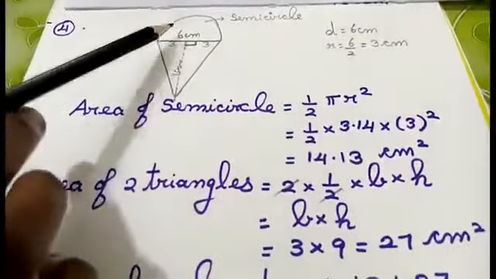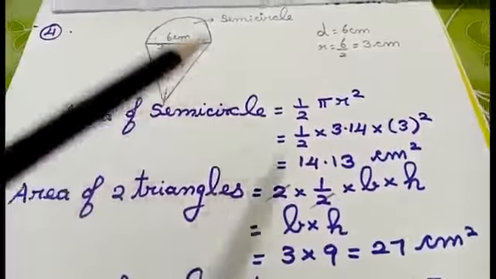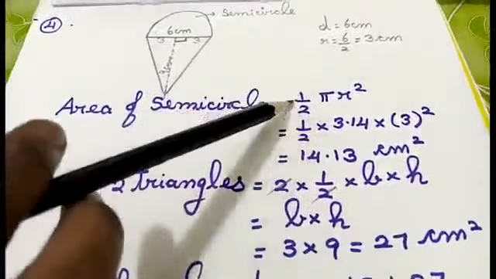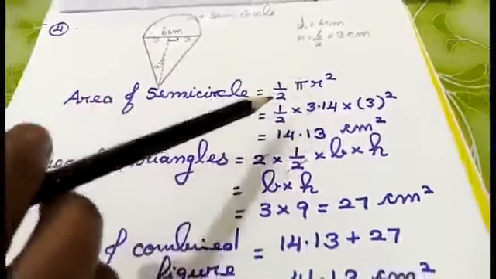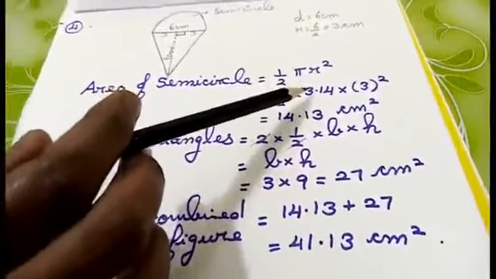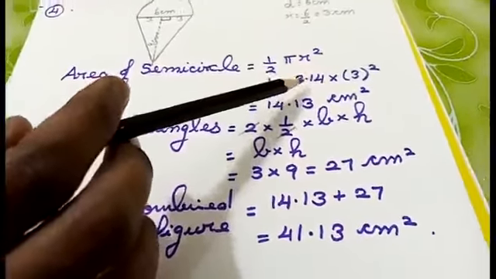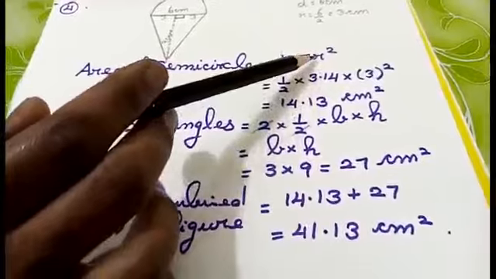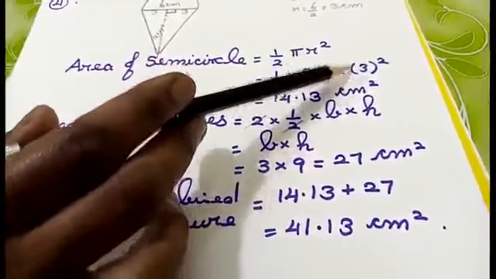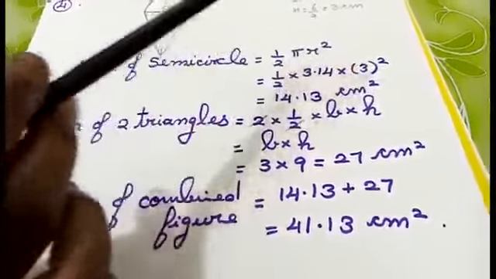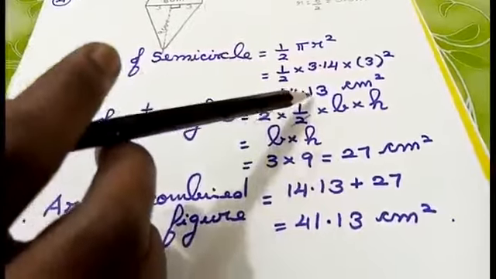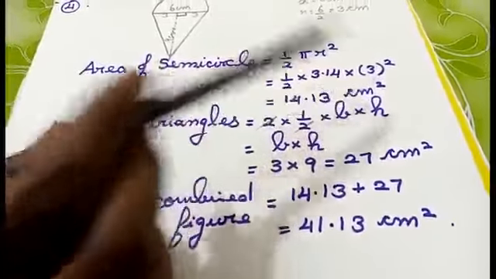I am having only one semicircle here. What is the formula for area of semicircle? Half into pi r square. Half, the value for pi is 3.14, which is given in your question, and the value for r, that is the radius, is 3. So r square, 3 square, calculate, you will get the value as 14.13 centimeter square.